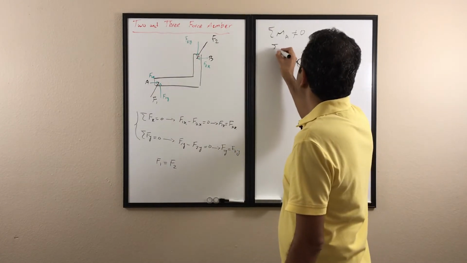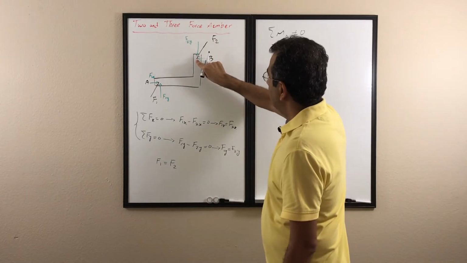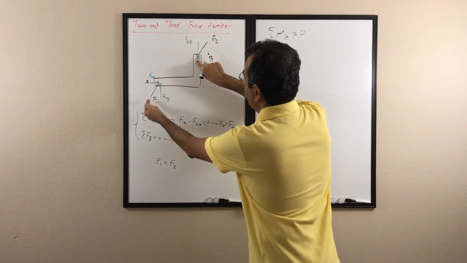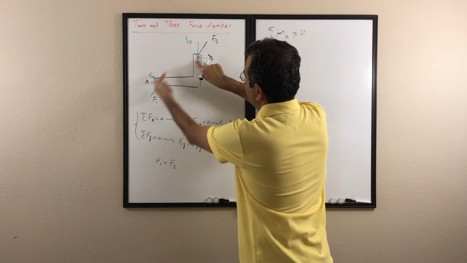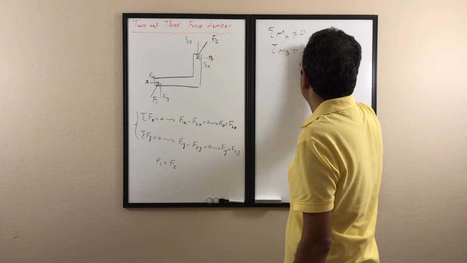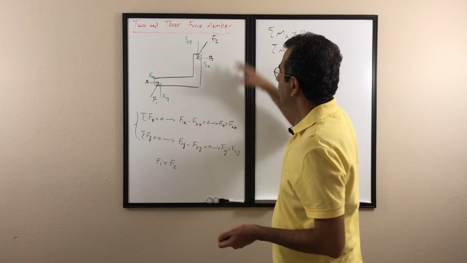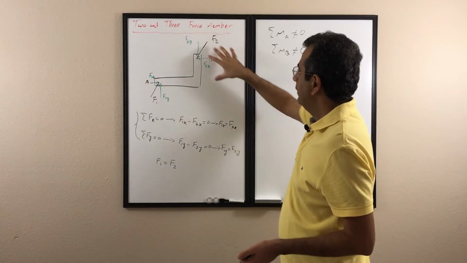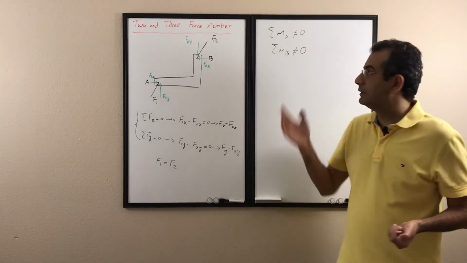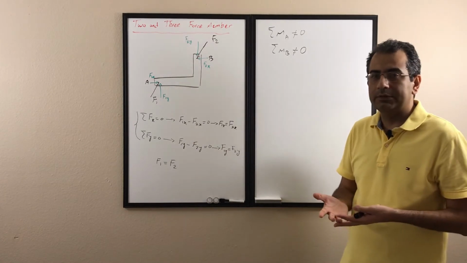The same if I write the sigma M about point B. If I write the sigma M about point B, F2 passes through the point, so it doesn't have any moment. But F1 doesn't pass through the point, and it produces a moment. So if I write the moment, it's not going to be 0. If I calculate the moment about any other point, the sum of all moments is not going to be 0. The sigma M is not going to be 0.